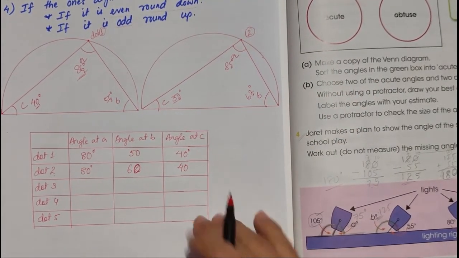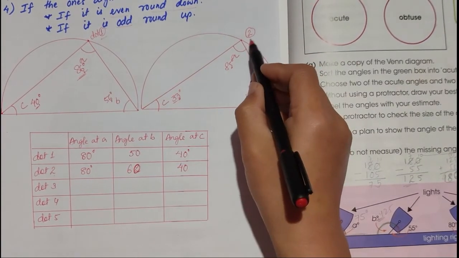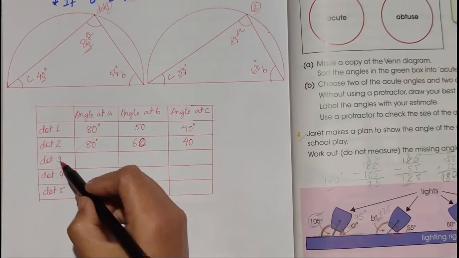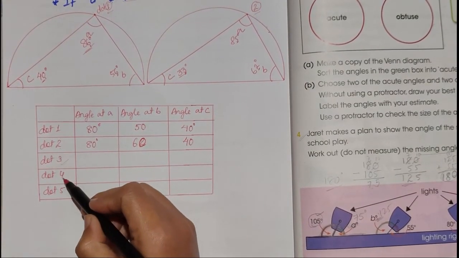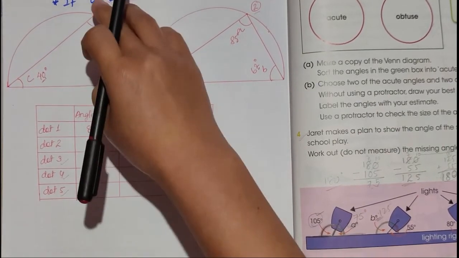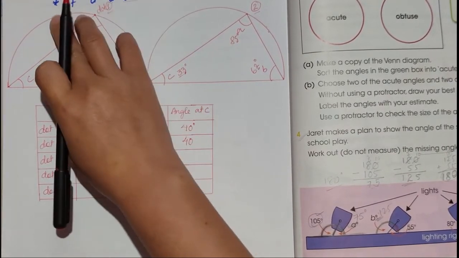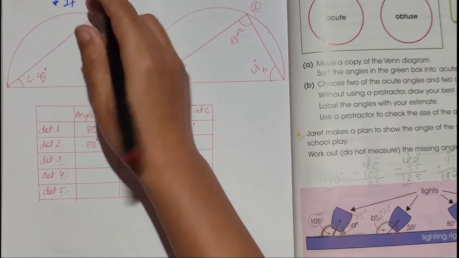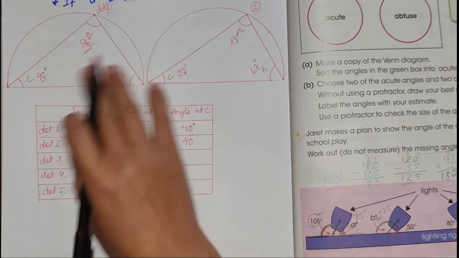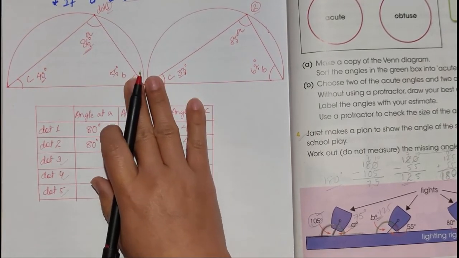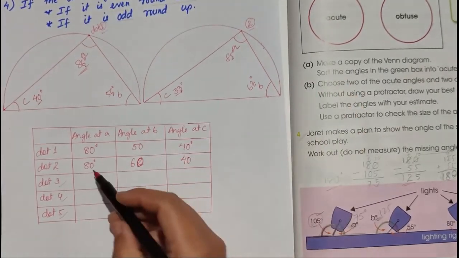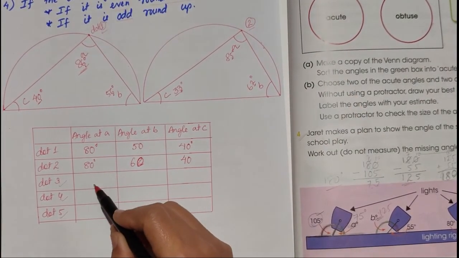So likewise, I've done dot number 1 and 2. Likewise, try to find out for dot number 3, 4 and 5. What you have to do is draw a semicircle, put a dot anywhere on the curved edge of the semicircle, draw a line, take the measurement of A, B and C, and using the rules of nearest to 5, find the angles and enter the angles in this table.